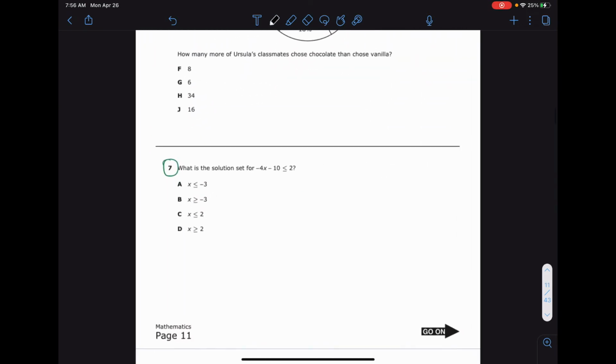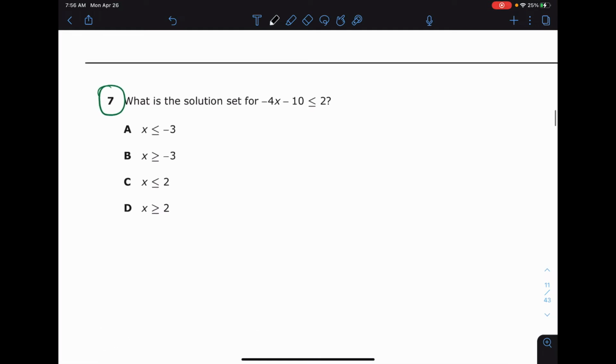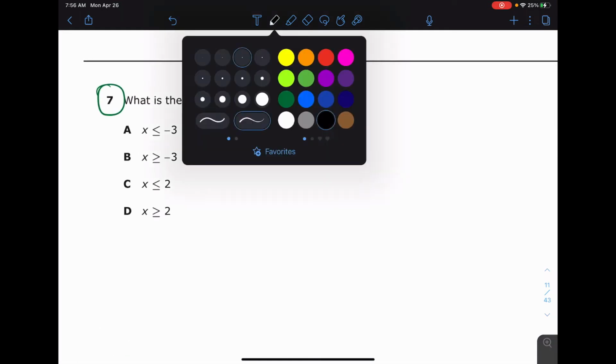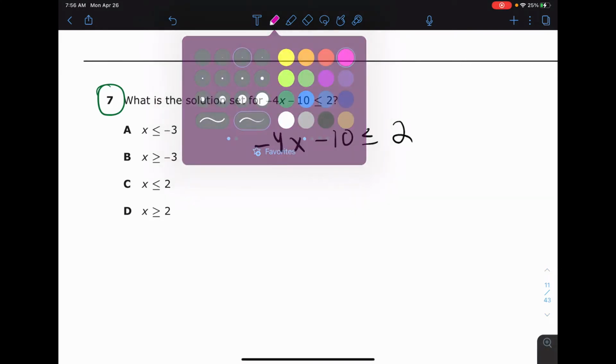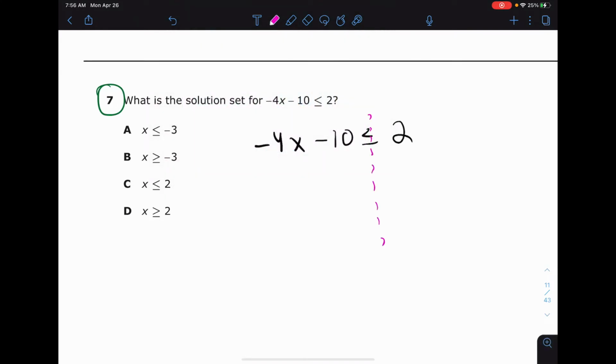Let's look at number 7. This is also very, very easy. All you do is you're finding x. It says what is the solution. Remember, I have to get x by itself. Necesito x solo.